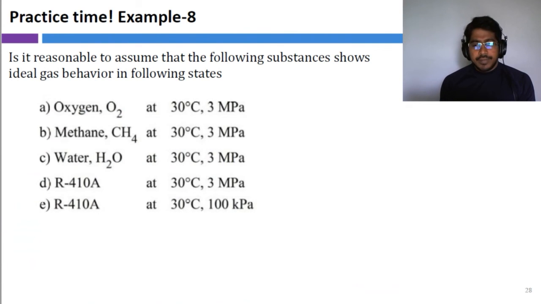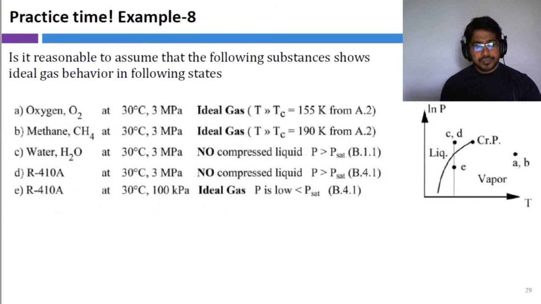Now, there's an example question which I will solve with you. Is it reasonable to assume that the following substances show ideal gas behavior in the following states? Just by looking at a substance, we cannot say whether it will behave as an ideal gas or not, right? Because even something like nitrogen could be liquefied. So if we liquefy the nitrogen, can we apply the ideal gas law? We cannot, because it's not even a gas at that point. So it all depends on the condition. Let's look into the solution.